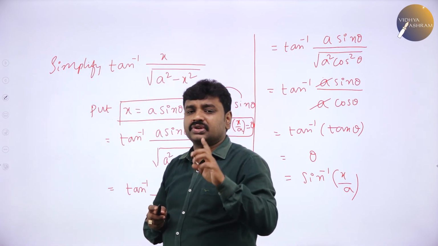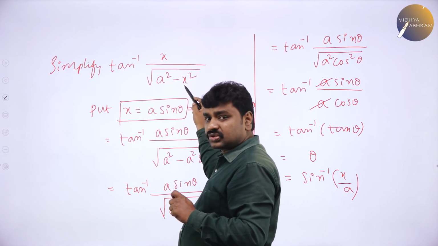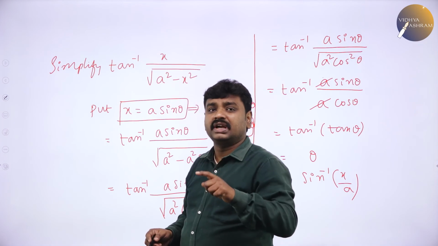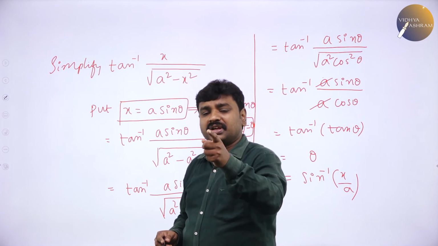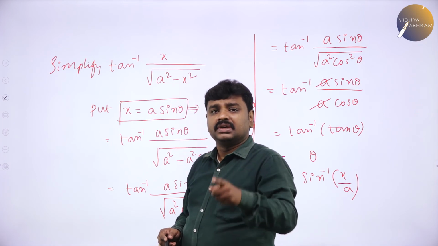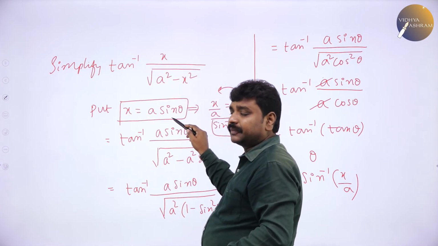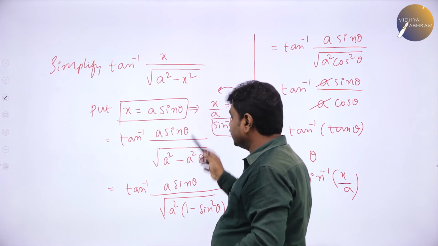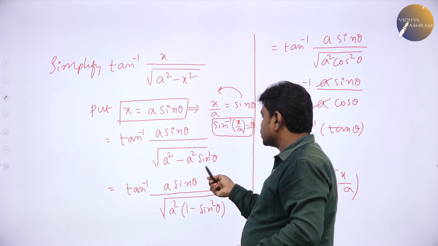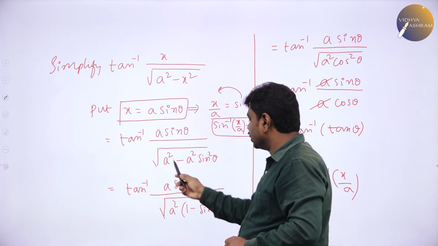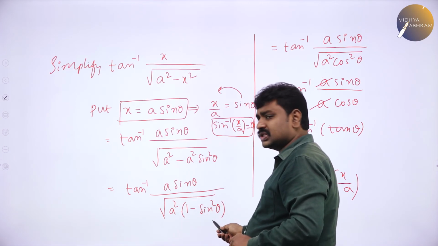Now, the table of substitution I had taught. When a square minus x square is there, put x as a sin theta. If a square plus x square, a tan theta. If x square minus a square, a secant theta. Now a square minus x square is there, so put a sin theta. So in place of x, if we put a sin theta, we'll get a square sin square theta. What is common in both? a square is common, take it common. So what remains? 1 minus sin square theta.